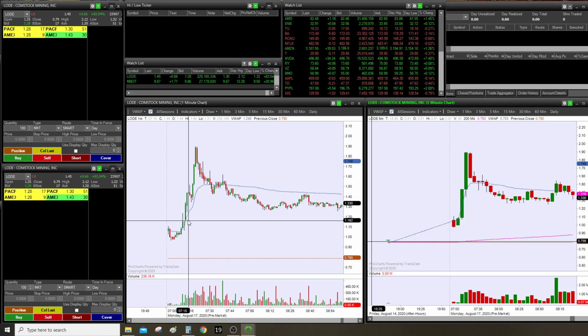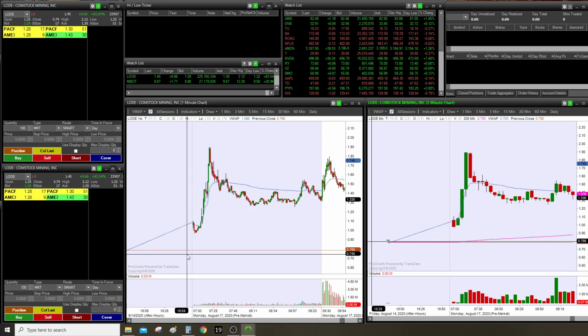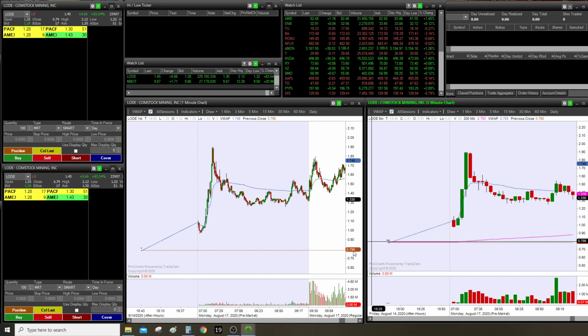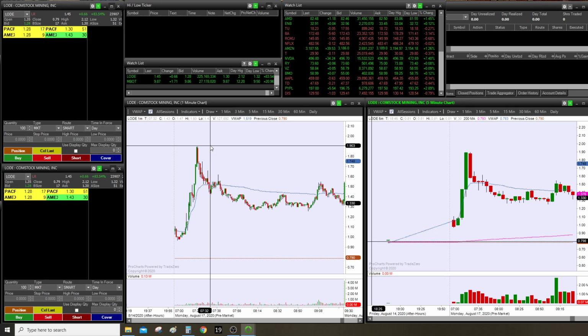So let's take an example, LODE. This stock was gapping up a lot, around 80% during the day. During pre-market it went to a high of 1.90, just to give you an idea. The previous close was 79 cents on Friday, and it went to a high of $1.90. So this stock did gap up a lot.